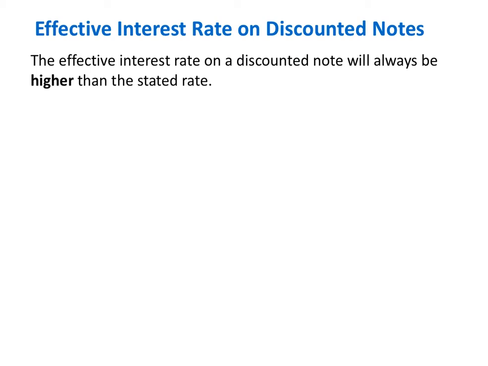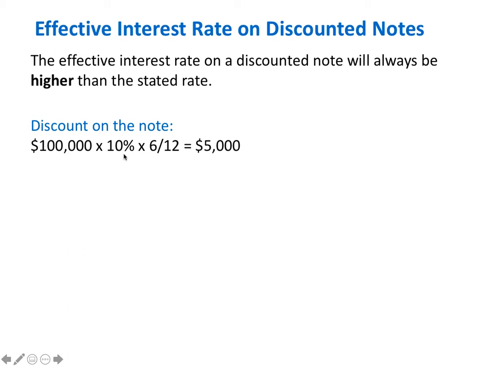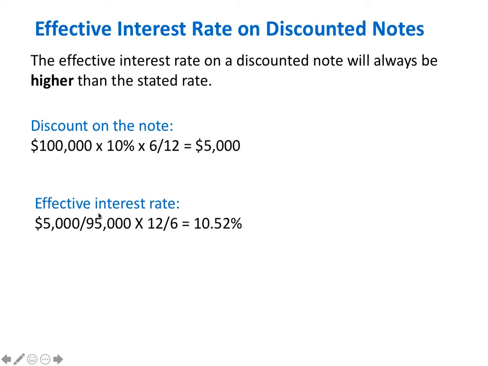When we have a discounted note, like the previous example, the effective rate of interest is actually higher than the stated rate on the discounted note. Remember, the stated rate was 10%. That's how we computed the discount. But also remember that Marathon only received $95,000 in cash. That represents the true principal amount they received. So they incurred $5,000 of interest on only $95,000 of proceeds from the loan.